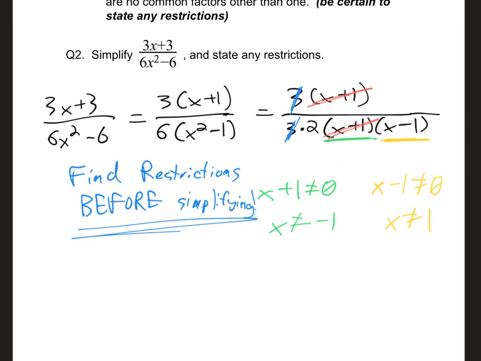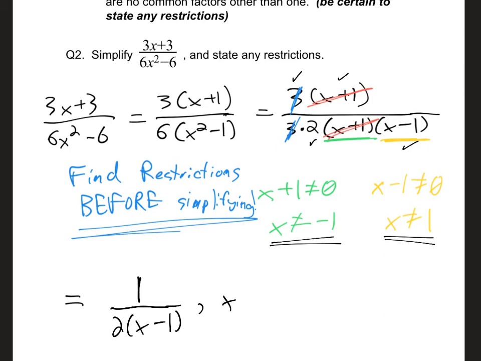So what is left in this expression? In the numerator, there is no longer a factor of 3. There is no longer a factor of x plus 1. So the only factor that remains in the numerator is 1. In the denominator, there is a factor of 2 that remains, and a factor of x minus 1 that remains. So this is 2 times x minus 1. What were the restrictions? Checking back to the work we did earlier, x cannot be equal to negative 1 or positive 1. Now you can see why we had to find those restrictions on the previous step before we started dividing and simplifying terms.